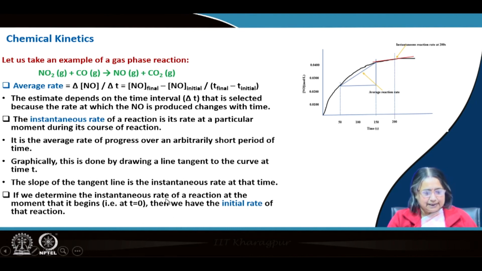If we determine the instantaneous rate of a reaction at the moment that it begins, in the beginning, then we will call it the initial rate of that reaction. So, this is also sometimes very important.